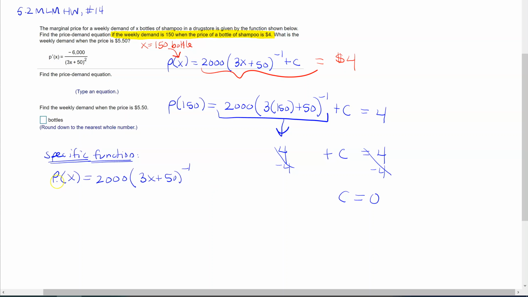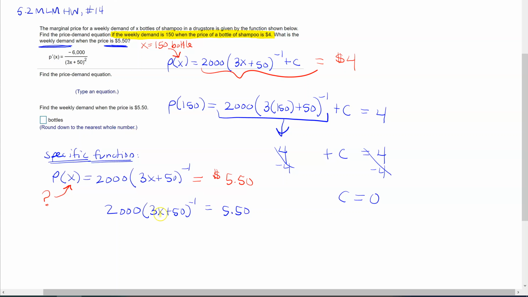And now I can use this specific function to find prices and demands that are linked together for other conditions. So which one condition did they give me? Oh, the price was $5.50. So it's asking me what the demand is if the price is $5.50. So it's actually a little trickier because we're being asked to find an input that's going to create an output of $5.50. Okay, so let's think about that a little bit. Let me set up this function here. So the algebra might be a little bit trickier than we're used to, but that's okay. We got this.